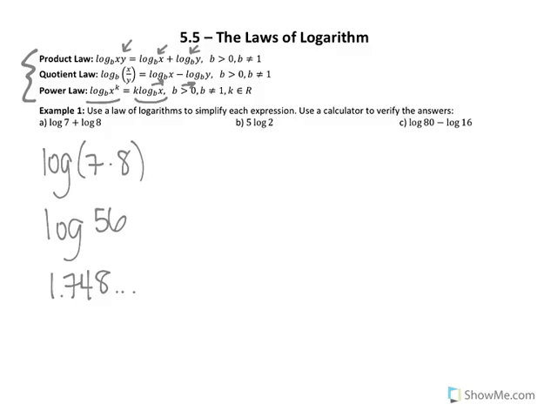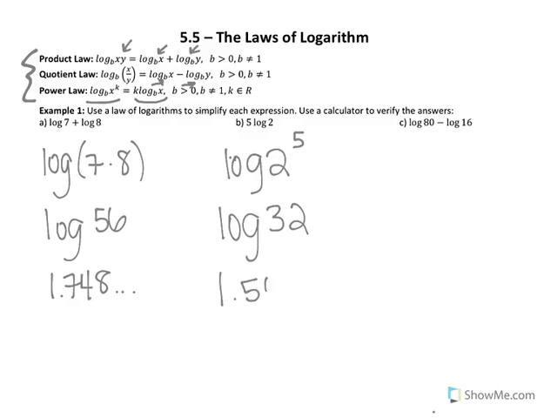Next one, 5 log base 2. So this is the same as saying log of 2 to the power of 5, which is the same as saying log of 32, because 2 to the power of 5 is 32. And then if you type in log 32, you get 1.505, and so on and so forth.